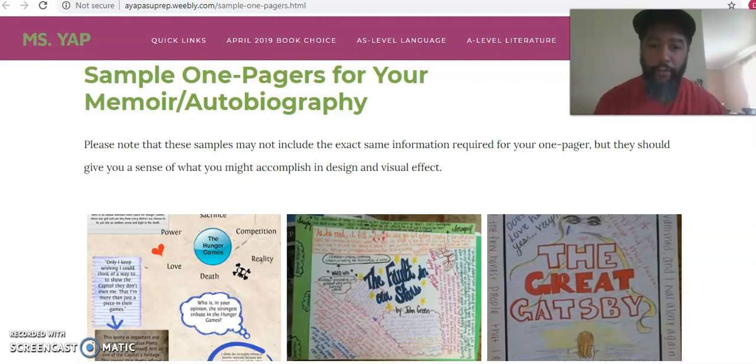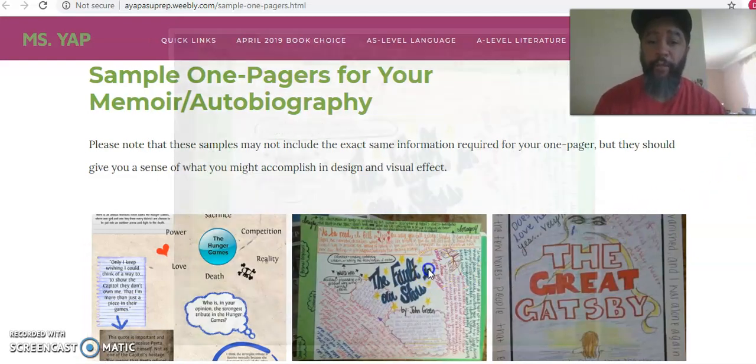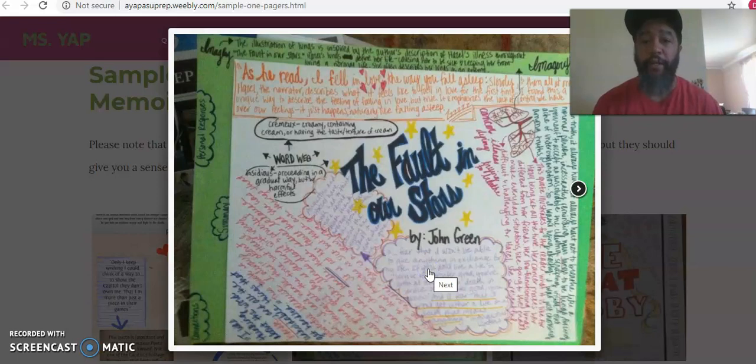I love doing a one pager because you can get so much information out of it, and learn what you really know about the book. It's a really good tool for assessing. Let's say you read a book, and we'll look at The Fault in Our Stars real quick first. As you can see here, you'll have a rubric that tells you what you're supposed to write about, and you just follow everything on the rubric.